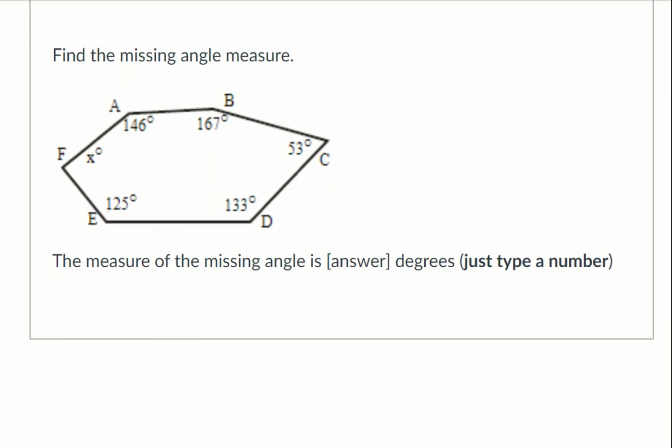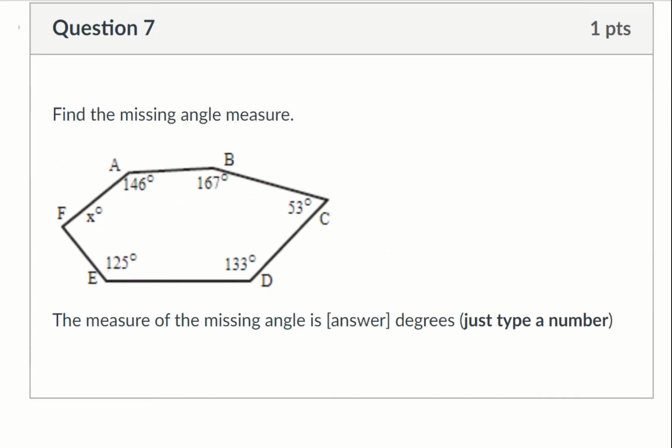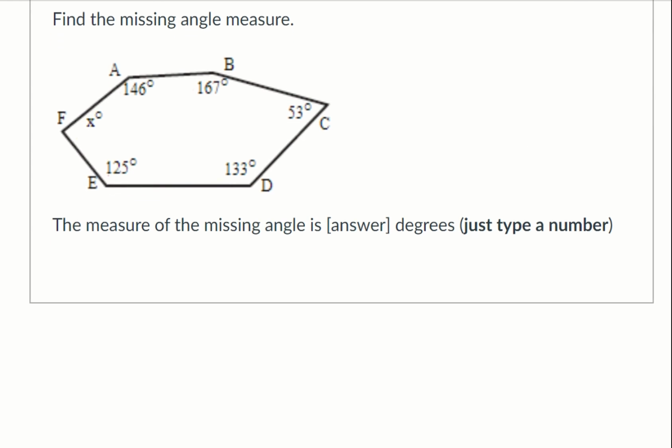All right, question 7, find the missing angle measure. This is a 6.1 type question. We're looking at 2, 3, 4, 5, 6 sides, which is a hexagon. So we need to figure out, well, it says we're trying to find the missing interior angle. So we're going to get the total of the interior angles. Remember, it's that formula, n minus 2 times 180.